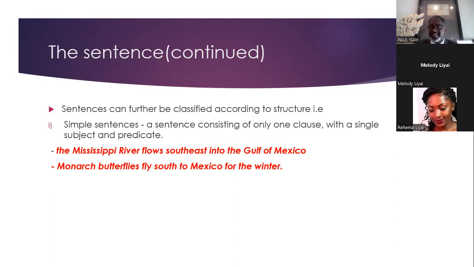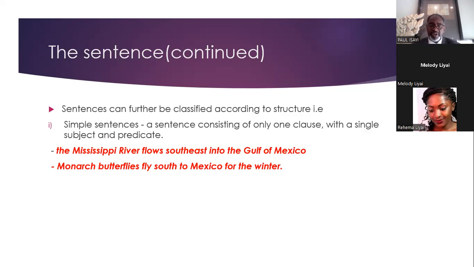How many verbs do you have in that sentence? We have only one verb. Which is the verb? Flows. Now, in the second sentence, Rehema, can you read and then point out where the verb is? Monarch butterflies fly south to Mexico for the winter. Fly is the verb in that sentence. Now, what is the subject? Monarch butterflies will be the subject.